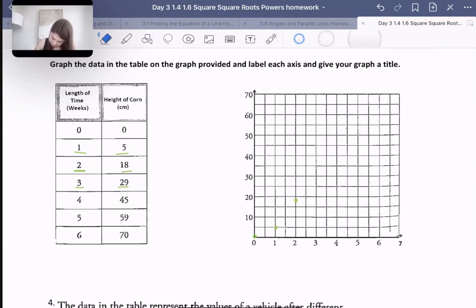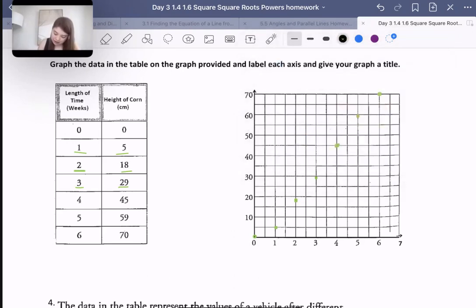Then we have 3 and 29. So just shy of 30 there. And then we have 4 and 45. Then we have 5 and 59. Then we have 6 and 70. And there we go. It also says to label each axis and give your graph a title.